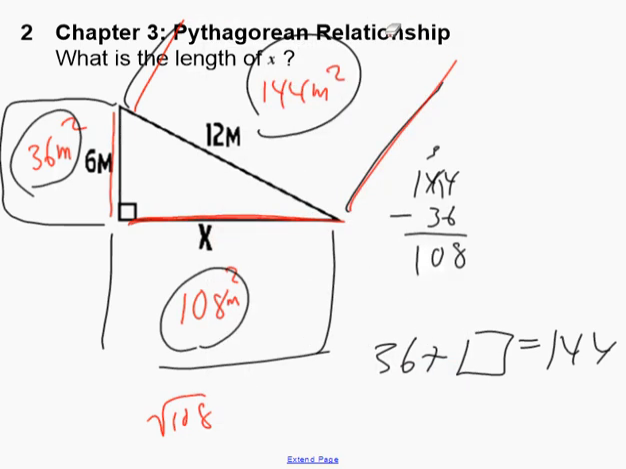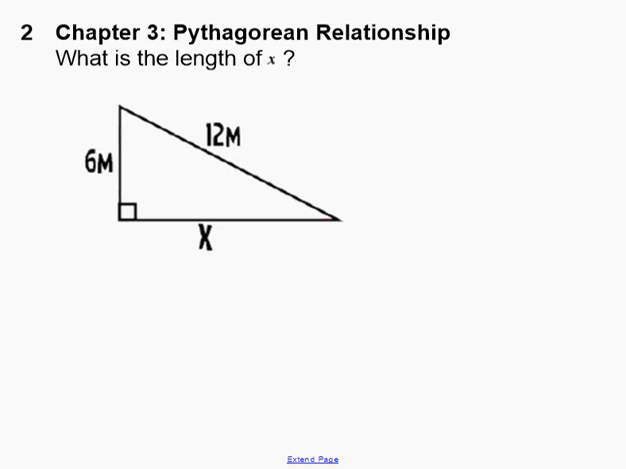10.4. So therefore, x is approximately equal to 10.4. Remember, you can use an equal sign with a dot above it, or if you'd rather, you could use x is wavy equal line 10.4 meters. There you go. That's one way to do it. The other way is using your formula.